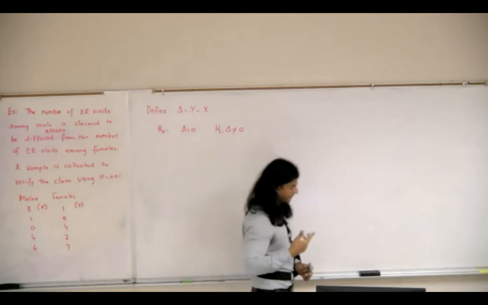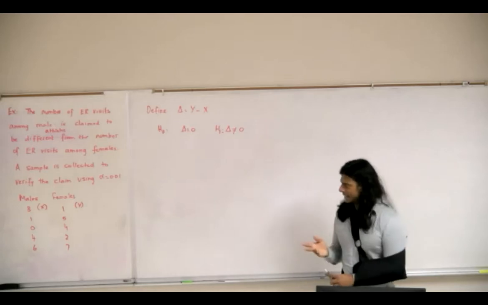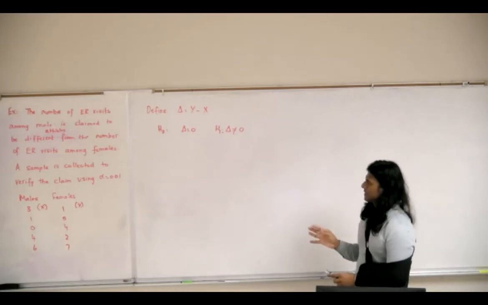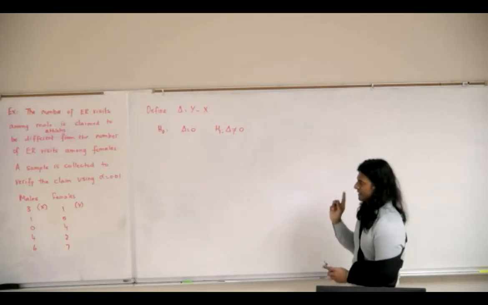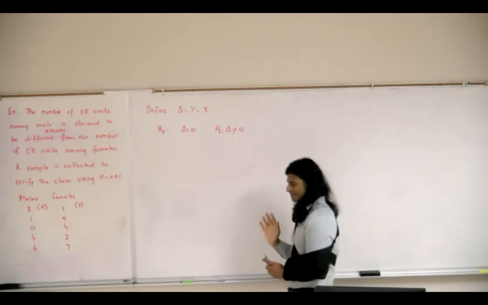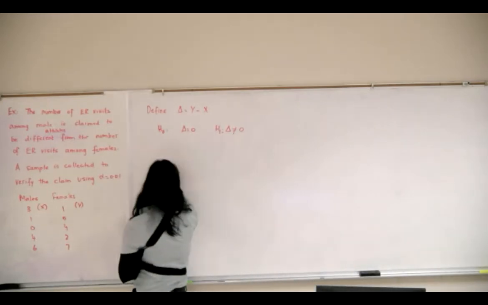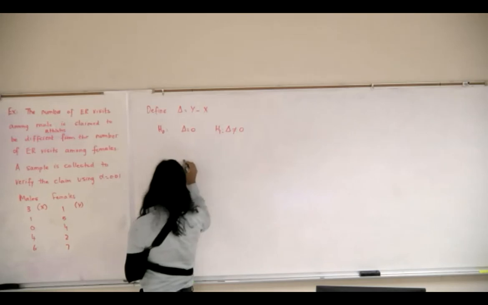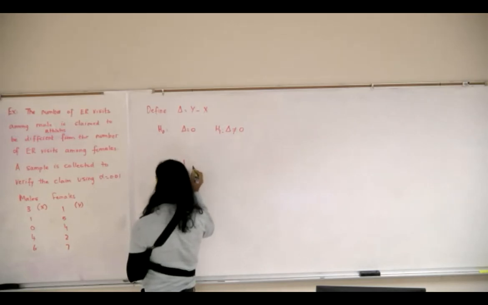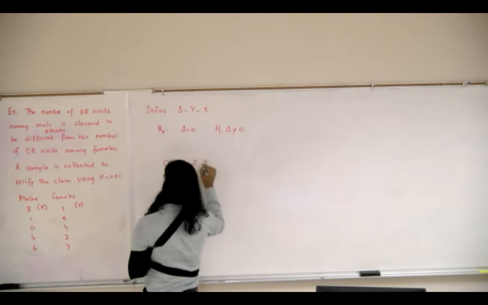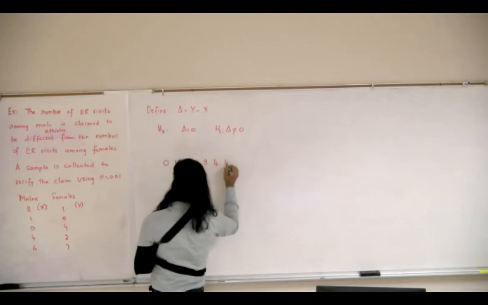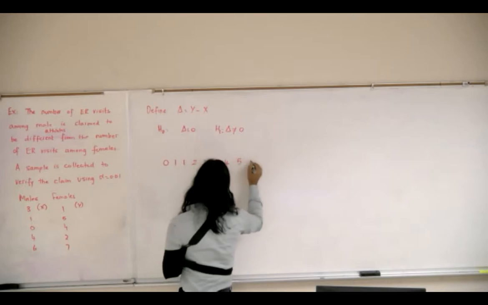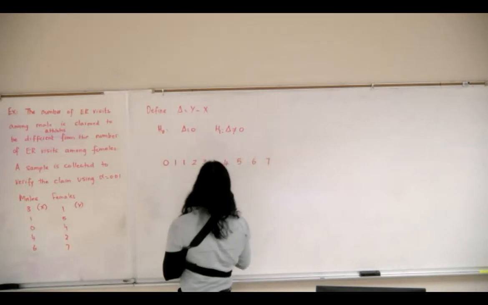We have to find the rank sum statistic. So in order to do that, we have to put the data in order first, combined sample. So 0, 1, 1, 2, 3, 4, 4, 5, 6, 7.